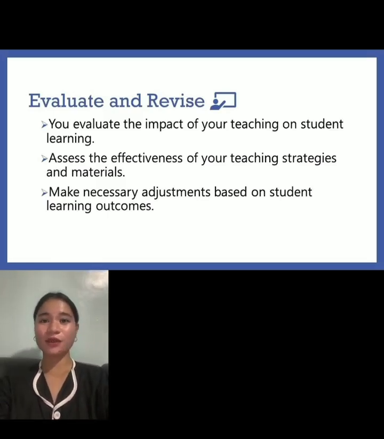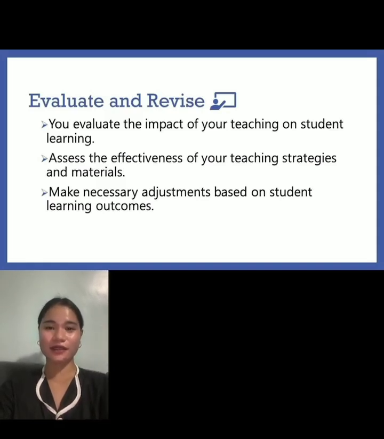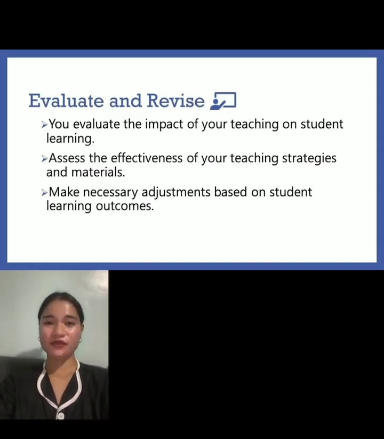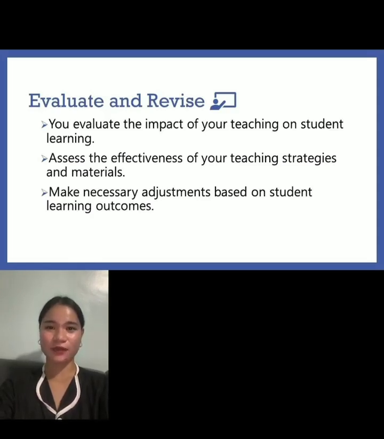Evaluate impact. Look at how well your students are learning the materials. Assess effectiveness. Check if your teaching methods and materials are working. Revise. Make changes based on how students are doing. For example, after a test, you notice many students struggled with a specific topic. You might decide to try a different teaching approach for that topic, like using more visual aids or interactive exercises, and then see if students perform better next time.